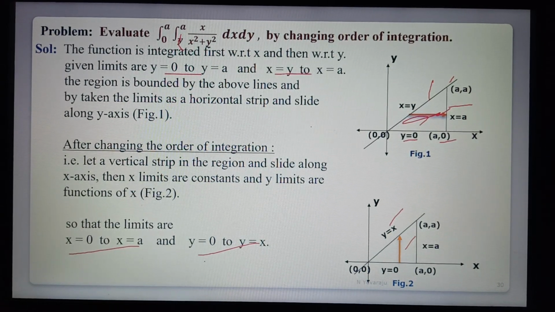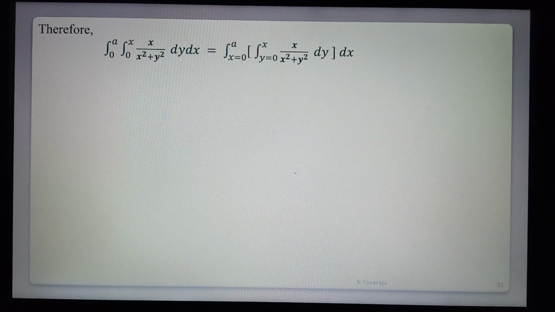Now using these limits, you have to find the integration. The function is the same, x by x square plus y square, no change. Therefore the integration with the new limits is integration 0 to a, integration 0 to x, of x by x square plus y square dy dx. So the function of x and y, limits: x is equal 0 to a, y is equal 0 to x, of x by x square plus y square dy dx.